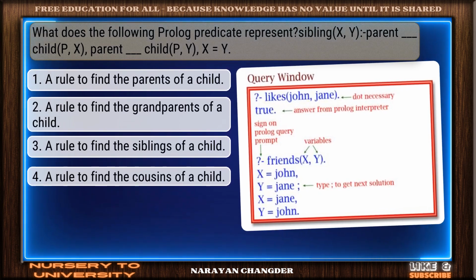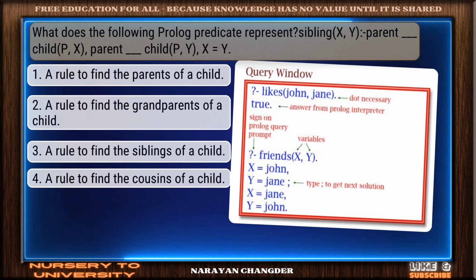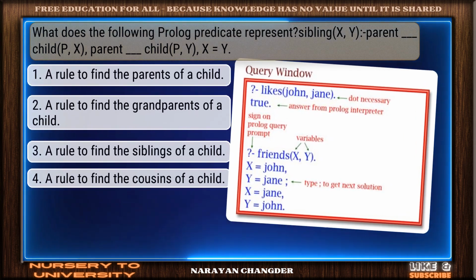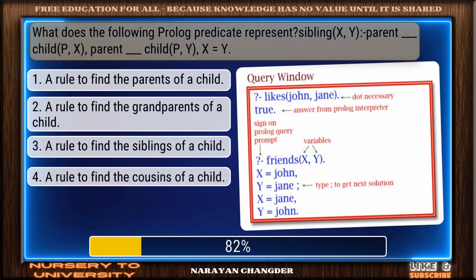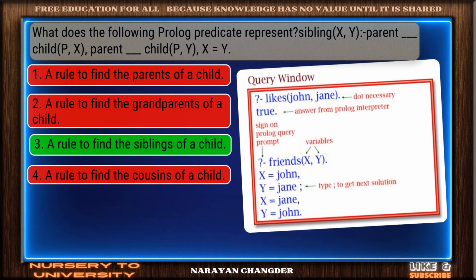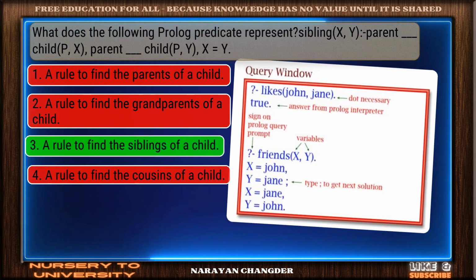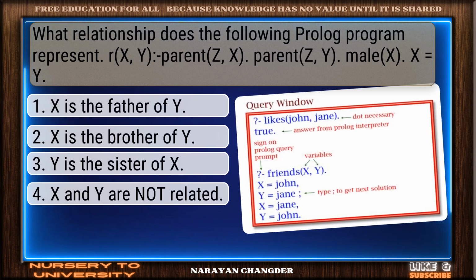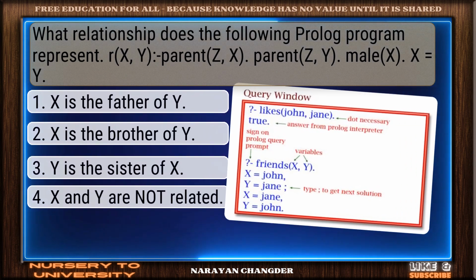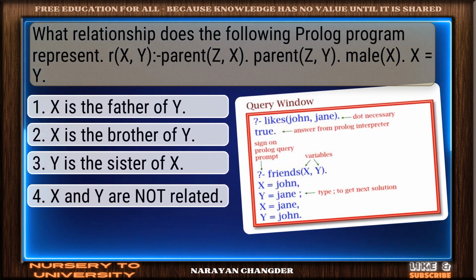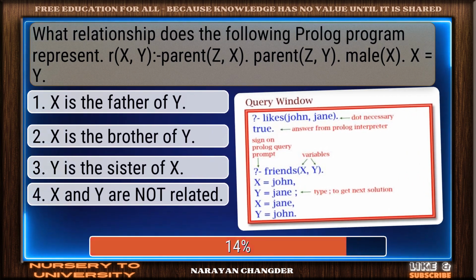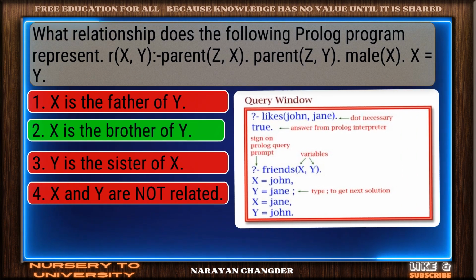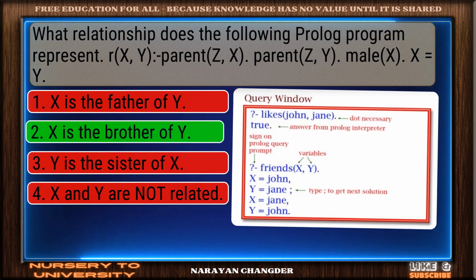Question number 3. What does the following Prolog predicate represent? Sibling, parent-child, parent-child, X not equal to Y. Nice work. You chose a rule to find the siblings of a child, and it is correct. Question number 4. What relationship does the following Prolog program represent? Parent, parent, male, X equal to Y. Valid point. X is the brother of Y is true.